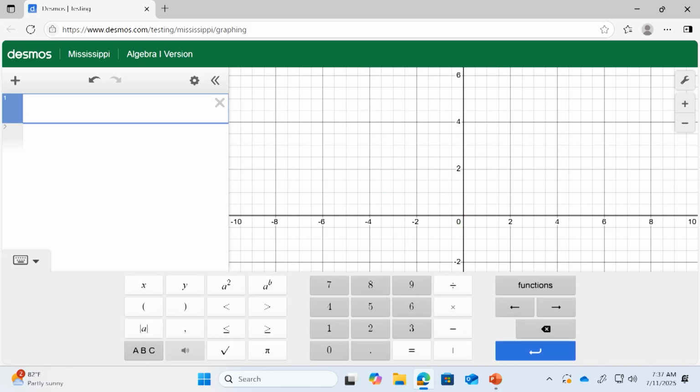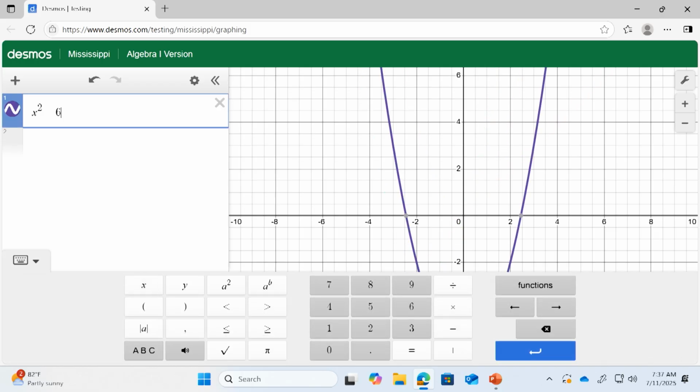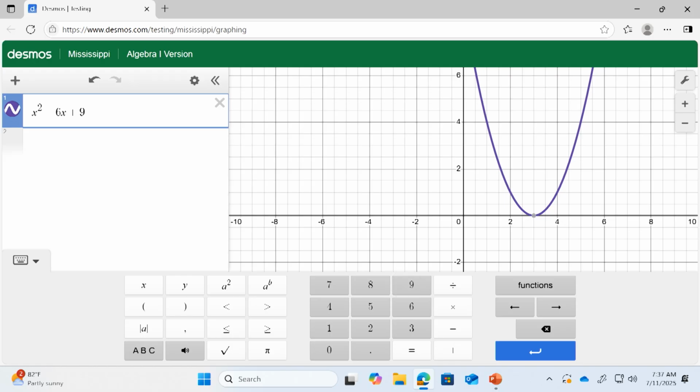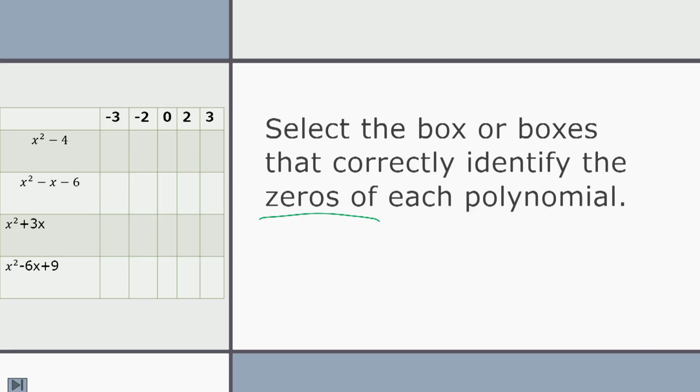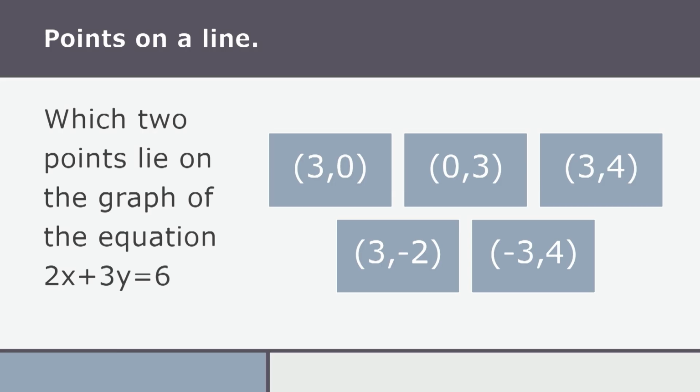And then the last one, I have x squared minus 6x plus 9. We only touch at a positive 3, so I'm only going to have one answer for that last one. Good job. So our answers would look something similar to this. That's what your boxes should look like. Good use of that Desmos skill.